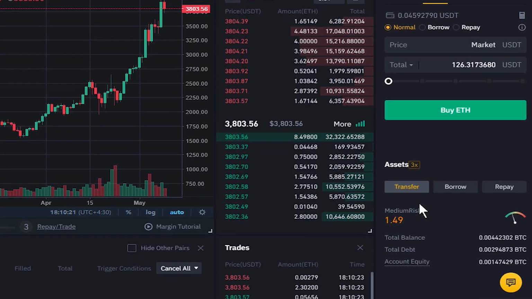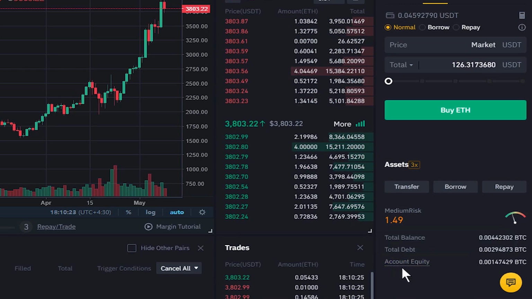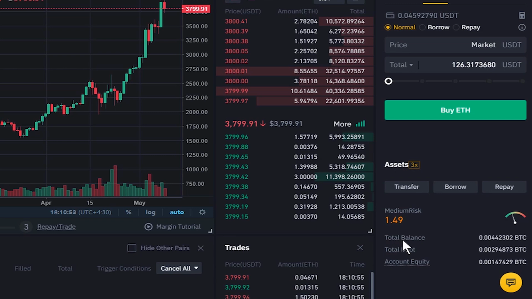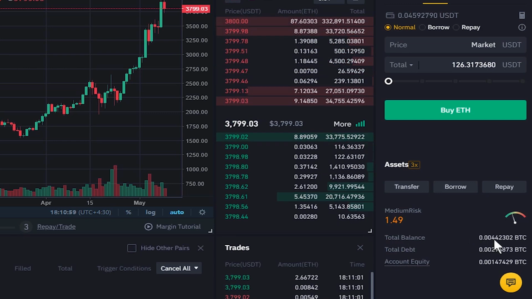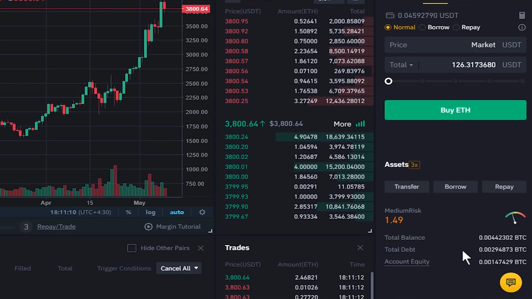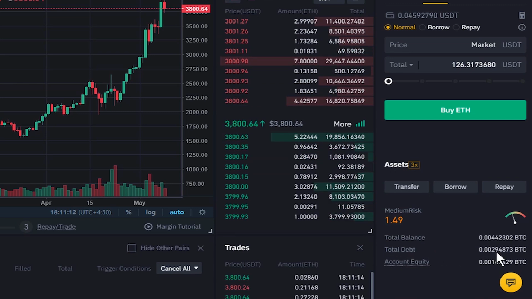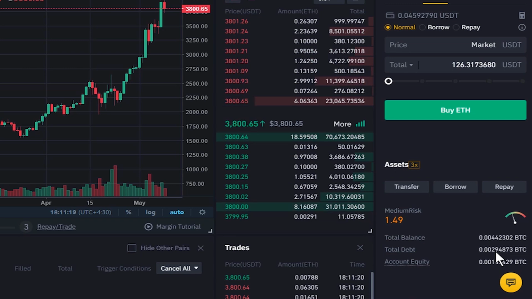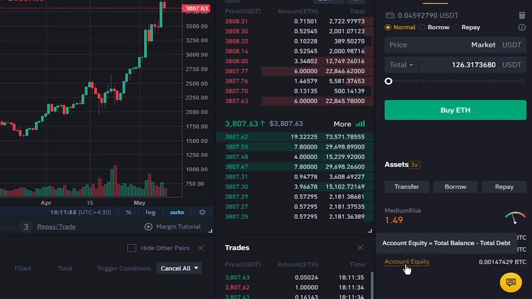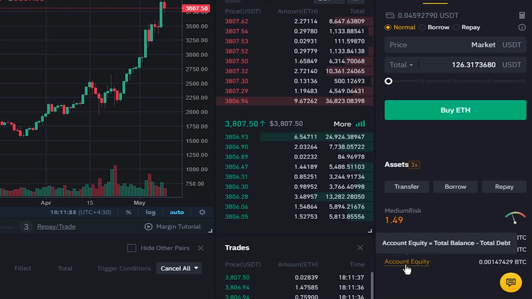Here in the bottom, we have balance, debt, and equity, which I explain now. This is our total balance, which is 0.0044 in terms of BTC. This is total debt, and it's 0.0029, which is the amount we borrowed plus the interest. And here, this is account equity, which is total balance minus total debt.